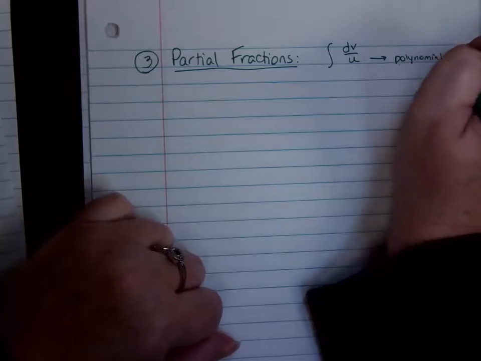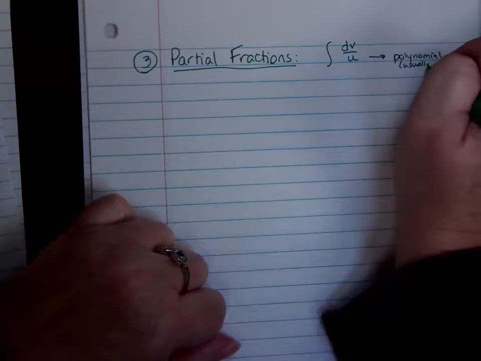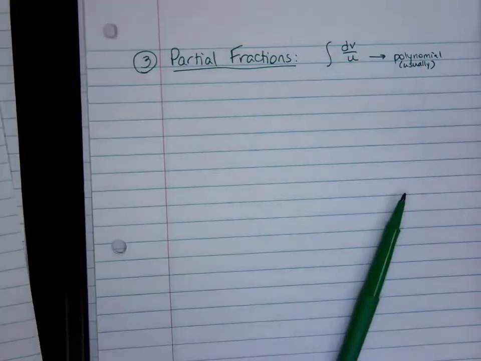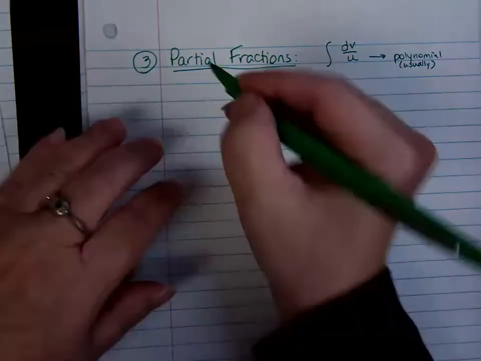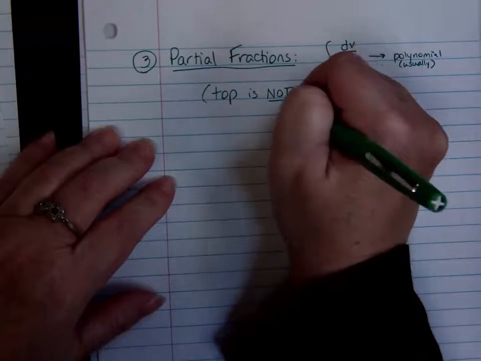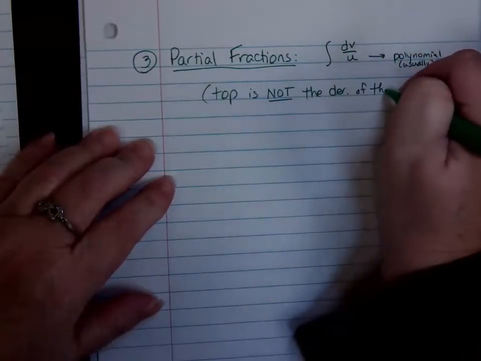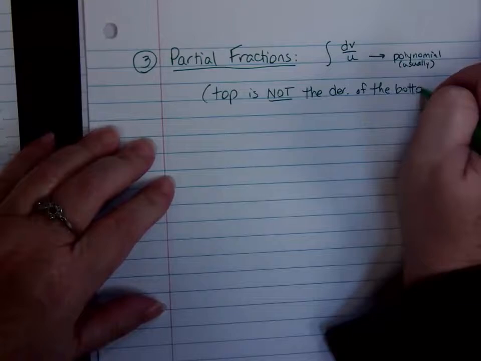Very rarely, usually a polynomial. I don't want to say it's 100% ironclad. It is usually a polynomial, something that you can factor. And the top is not its derivative. Top is something else, something missing x's, usually. Okay, so I'm going to write in parentheses, the top is not the derivative of the bottom. That's when you use partial fractions.